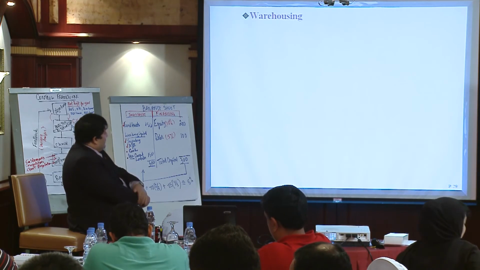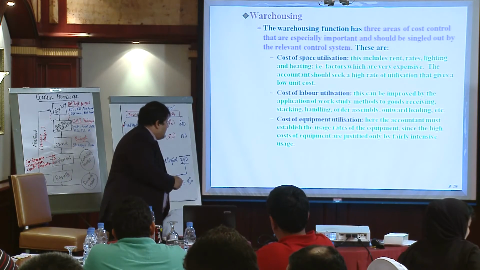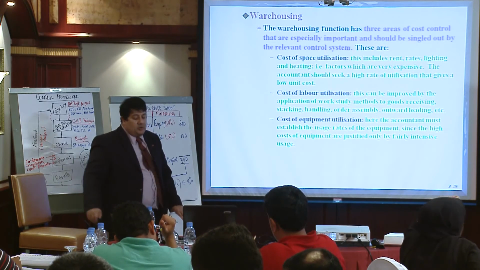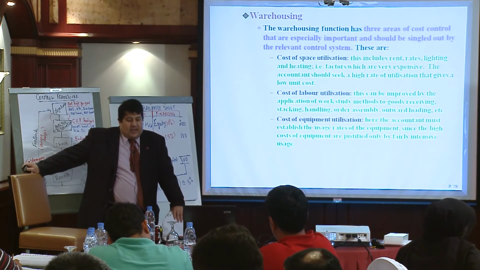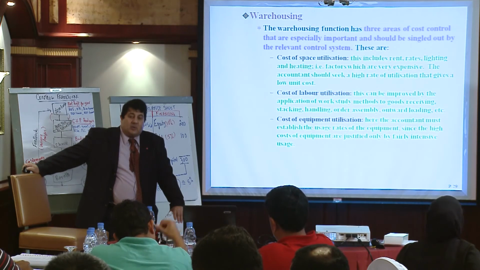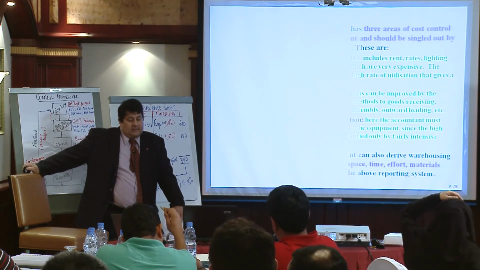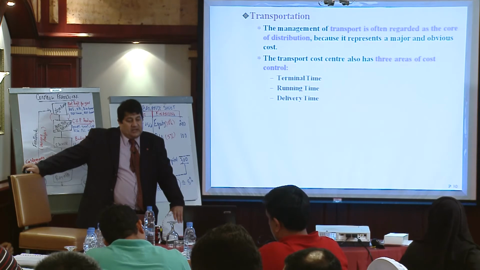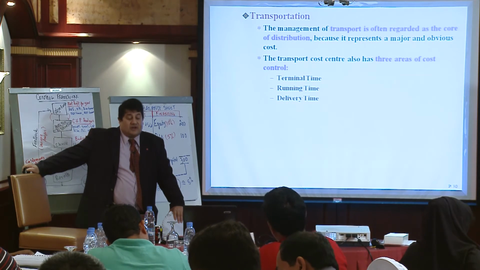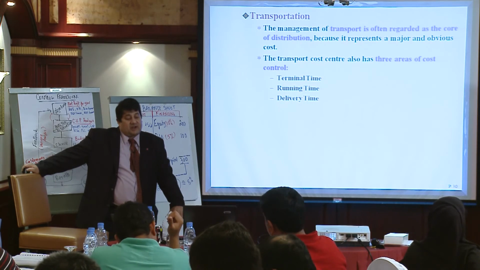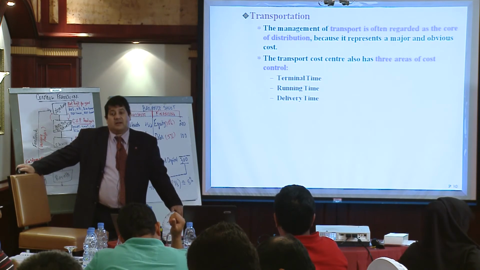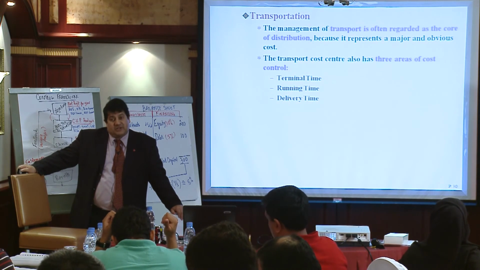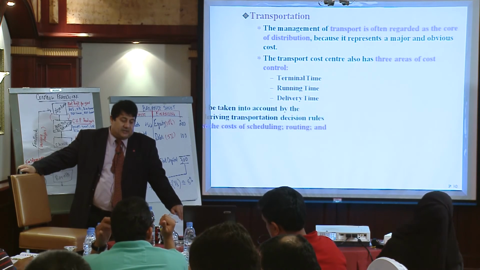Then we have warehousing. Here are the subcategories: cost of space utilization, things like rent, rates, lighting, etc. Labor utilization, and equipment utilization. That would come under warehousing. Transportation, the big one in distribution. There is terminal time, the cost of when the truck is in the terminal, running time, and when you're delivering, the costs involved in delivery time. So those come under transportation. So you can see the chart of accounts, how it is built up.